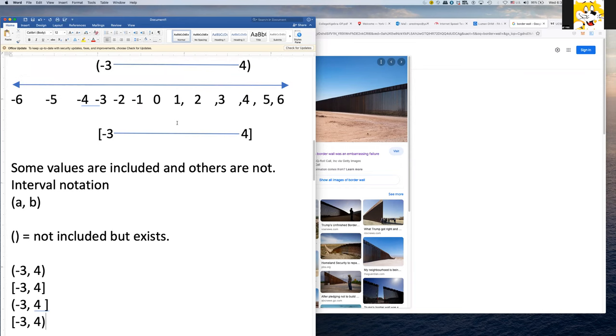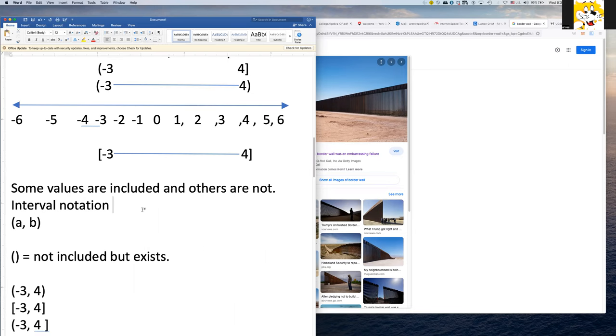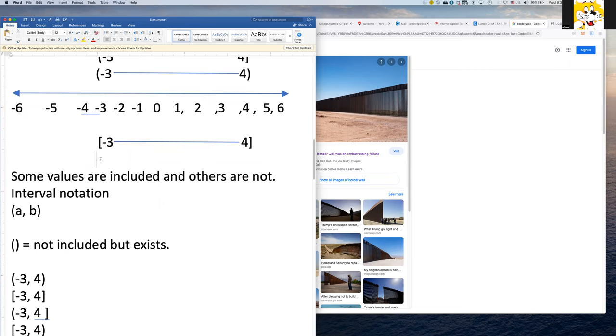And the way that would work would be, let's go up here. That would be parentheses negative 3, and up here I would have 4 bracket. And the opposite would be true, right? So here I would have negative 3 included, and 4 is not included. When we do piecewise functions, you'll see this. And I know I'm getting ahead of myself.